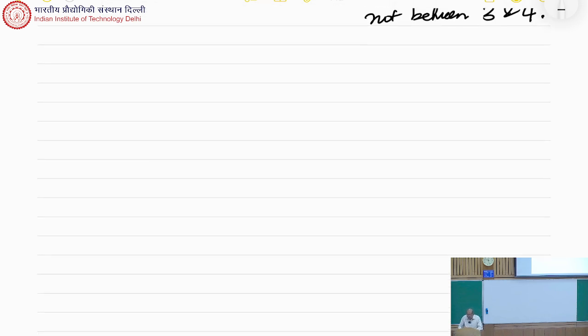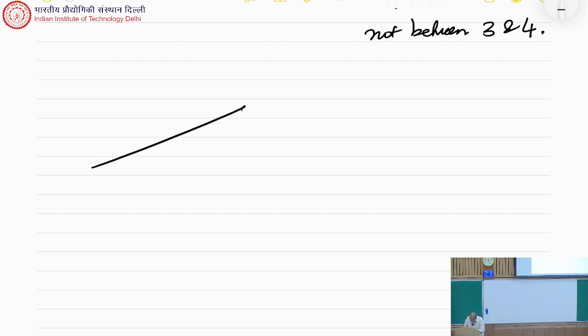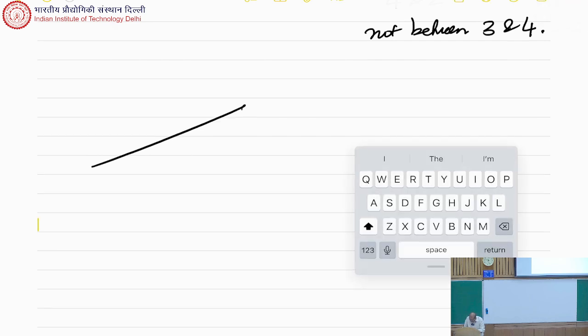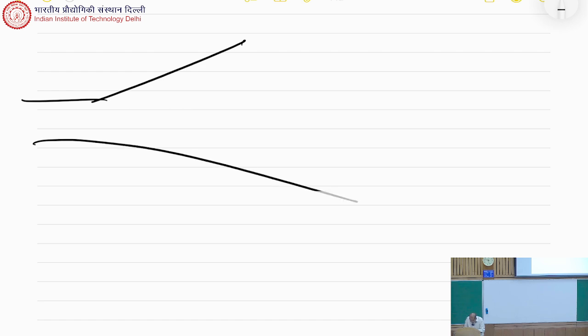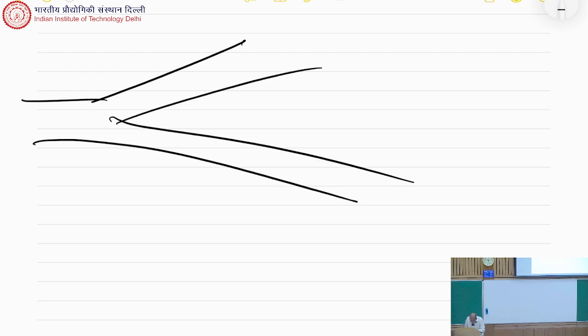Now also there may be a situation like this, there's a problem in the book also. Flow in a sort of a fork. That flow is coming in from 1, it gets divided into 2 and 3.